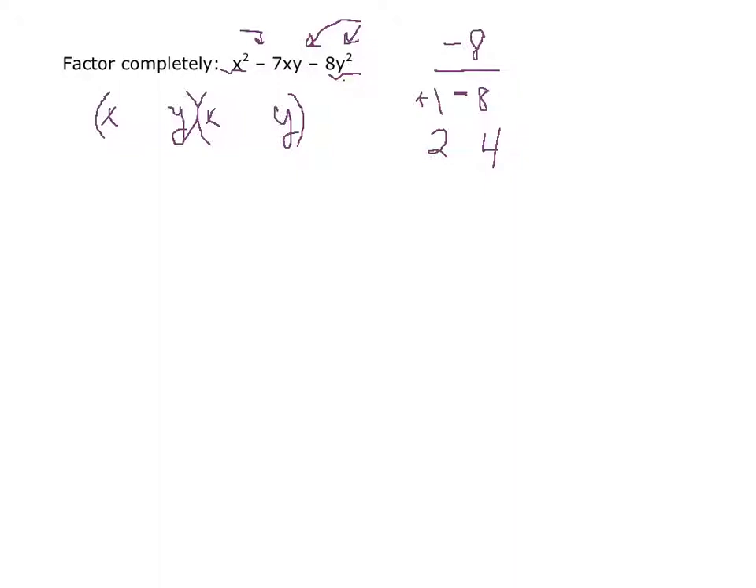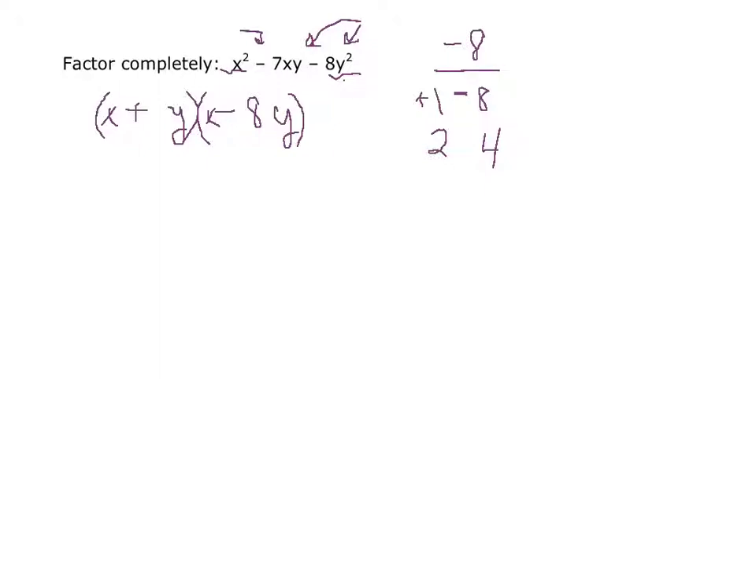Now I'm going to take those numbers and put them into my two linear binomials. Plus 1, I don't need to write the 1, it's implied. So I can just say x plus y is one of our binomials. And a negative 8, x minus 8y, is another binomial. And so let's check this one.